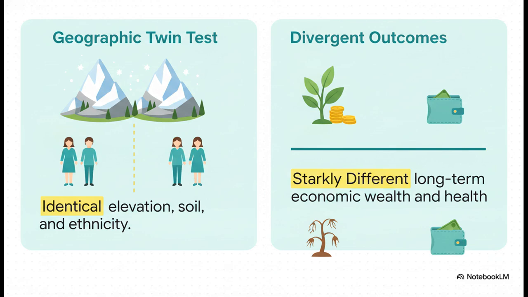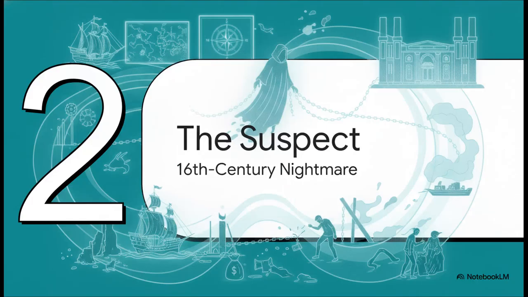Now, researchers use the ultimate geographic twin test here. They sampled data right on the edge of this border. Elevation, identical. Climate, identical. Ethnicity, identical. The data absolutely proves the environment isn't stealing their wealth. Human history is. Which brings us to part 2, the suspect, a 16th century nightmare.